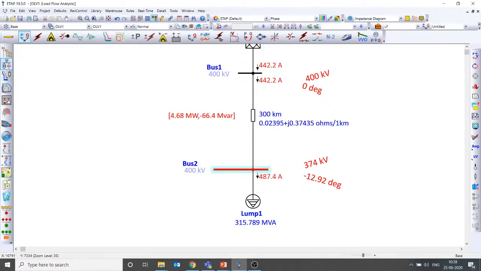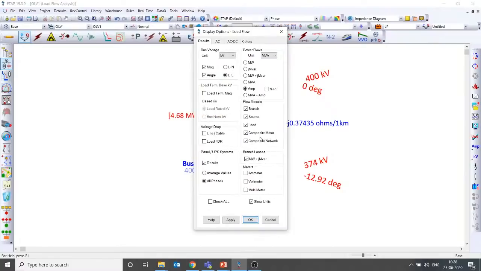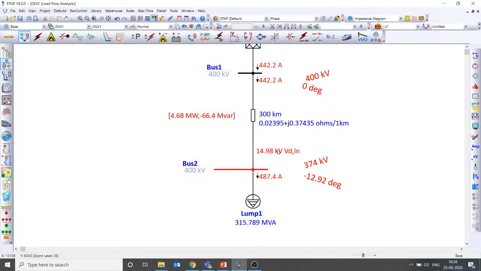Is it possible to transmit 300 megawatt at 0.95 power factor? If you do that, the voltage drop in the branch will be about 26 kV and your receiving end voltage goes below the minimum acceptable voltage value. So I will plot the voltage drop as well, right?